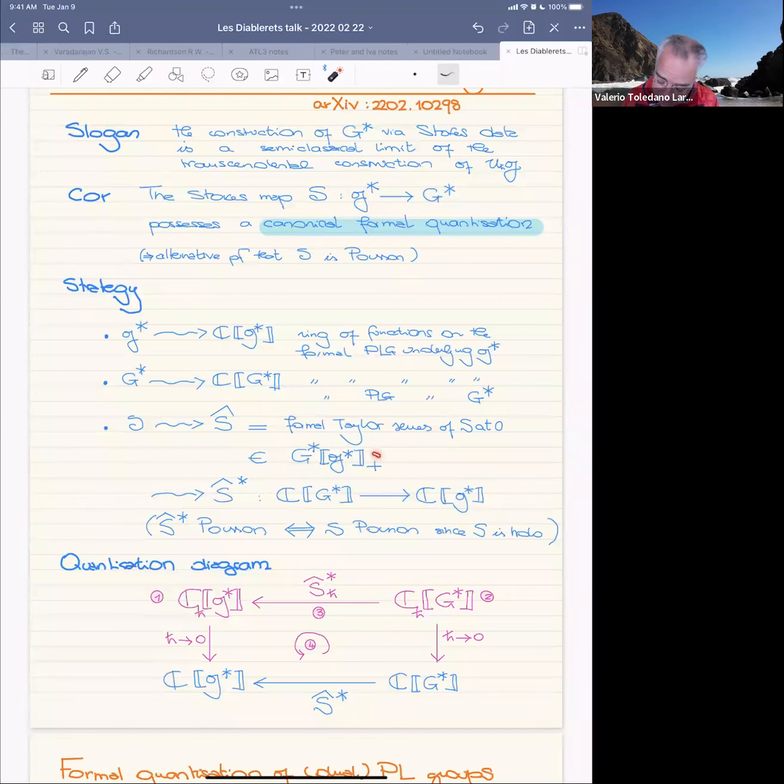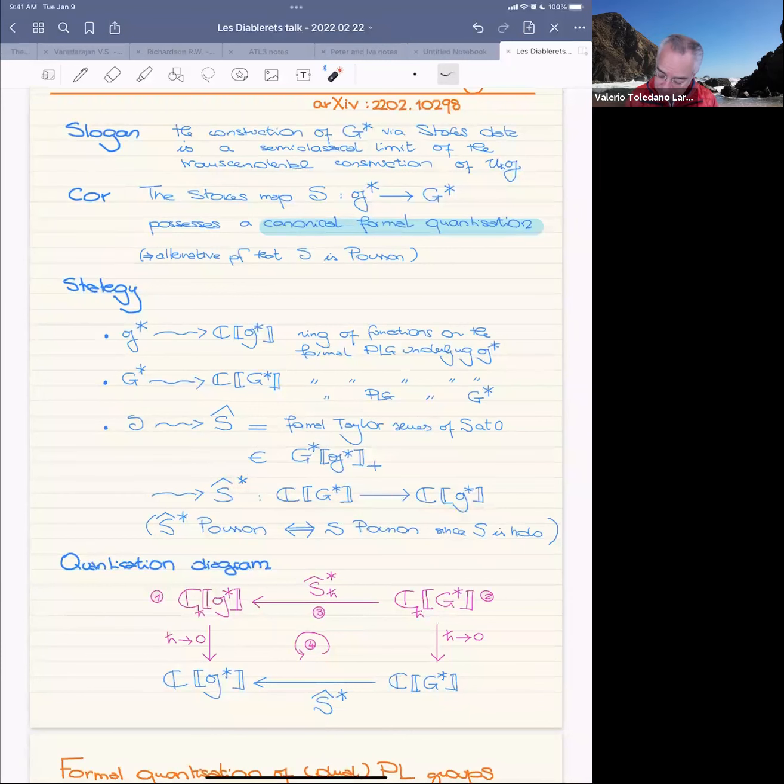And this plus is something that Joel yesterday in his talk was denoting by 1. It's saying that the value of this formal power series at 0 is equal to 1. So this is a pro-unipotent group. Okay. And further, rather than this formal Taylor series, I'm going to look at its pullback. So its pullback is then a map from formal functions on capital G star to formal functions on Gothic G star.